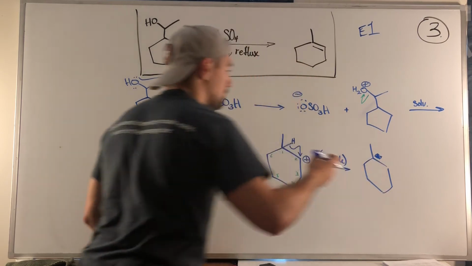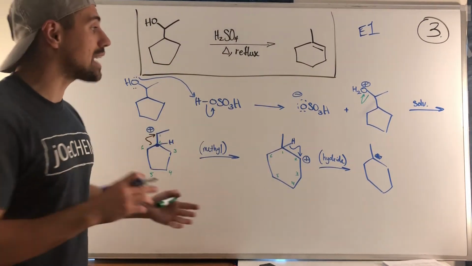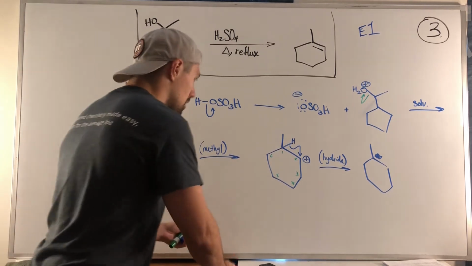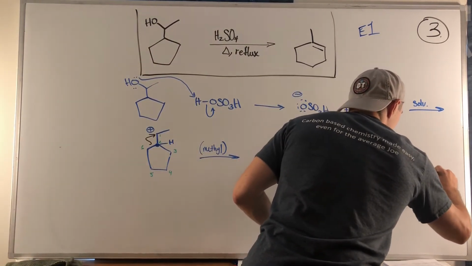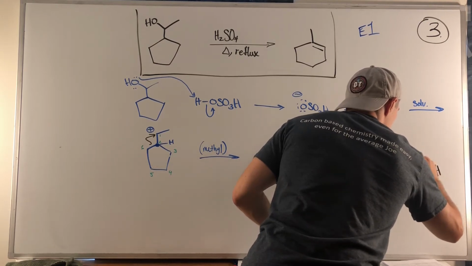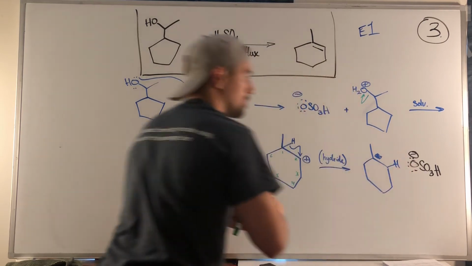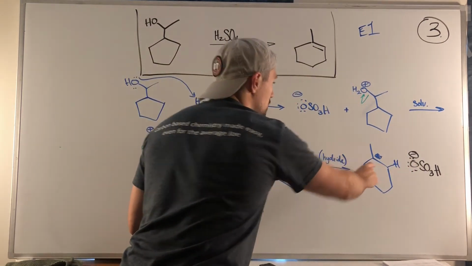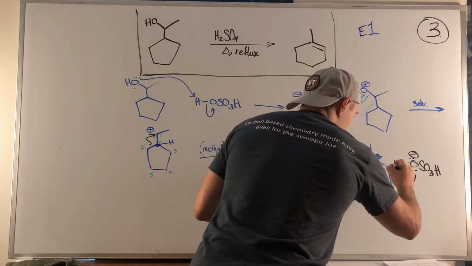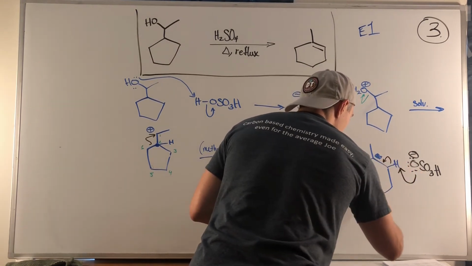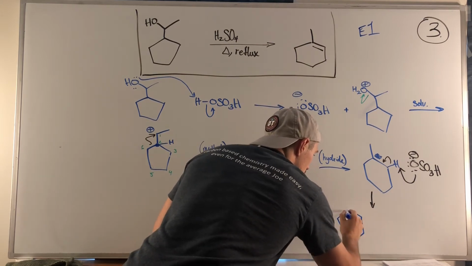So now we can proceed with this mechanism, which is dehydration with sulfuric acid. So we can bring our bisulfate back. I can expose a hydrogen, doesn't matter which one, right? Because on either side of our tertiary carbocation, they are equivalent. I can abstract the proton, electrons swing down. So I finally produce the product.